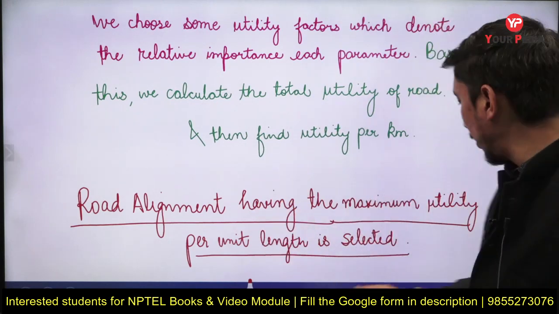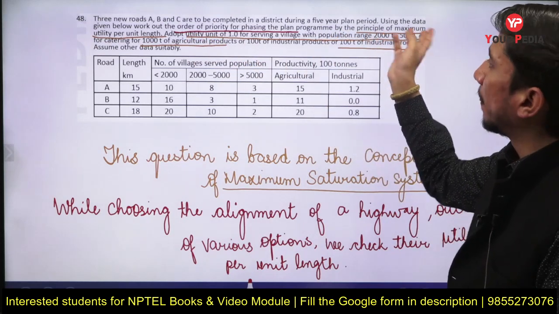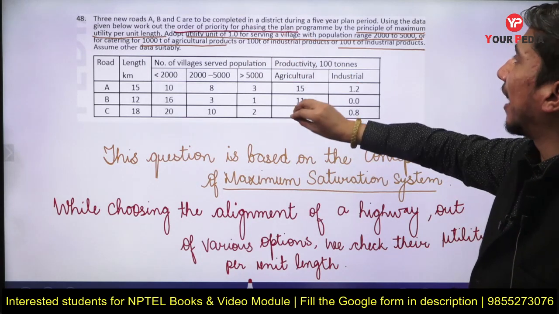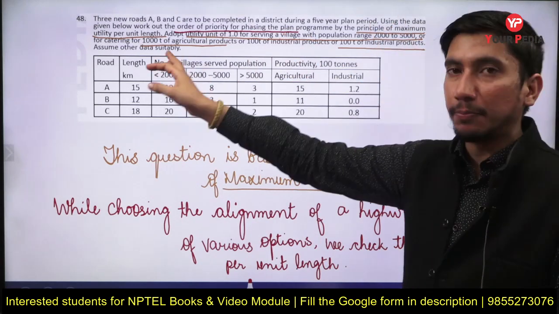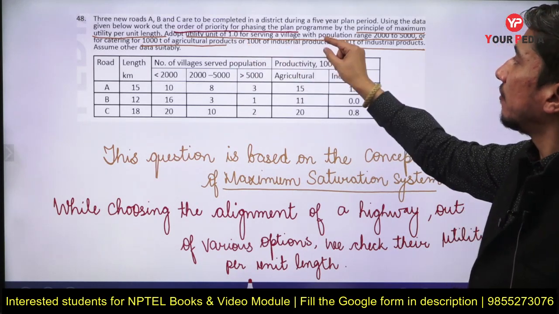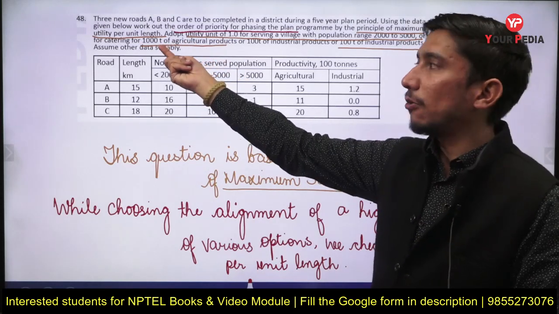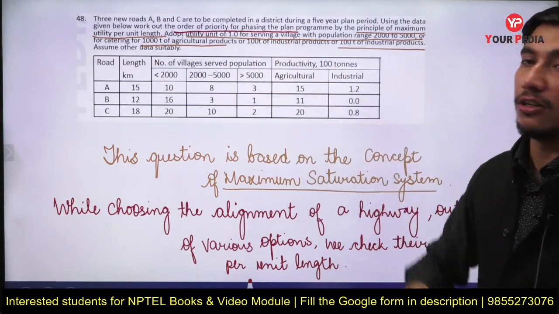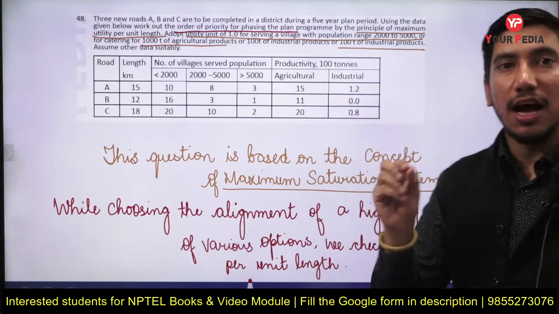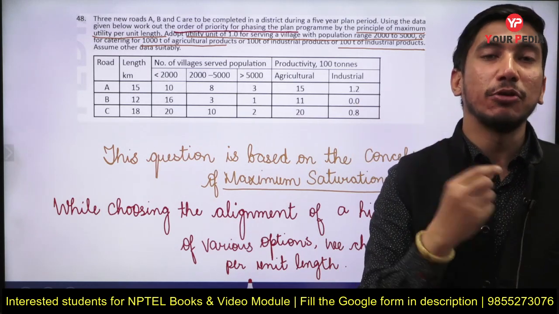and that will be preferred or prioritized. Okay, so in this particular question we have to use the data to find the order of the priority of phasing this plan program by the principle of maximum utility per unit length, and we have to adopt a utility unit of 1 for serving a village with the population in this particular range, and then again 1 for 1000 ton of agricultural product and 100 ton of industrial product. So this agricultural productivity has been given in 100 tons. So for every 1000 tons, the utility factor that we have to take is 1.